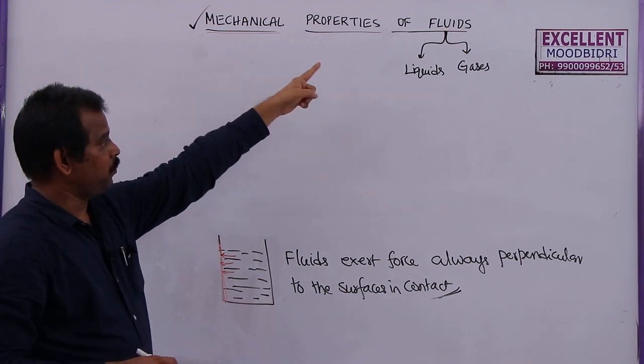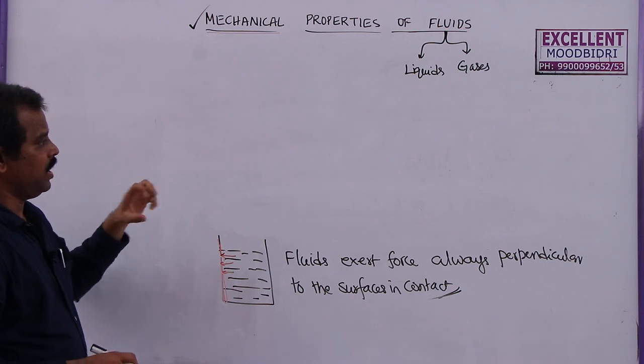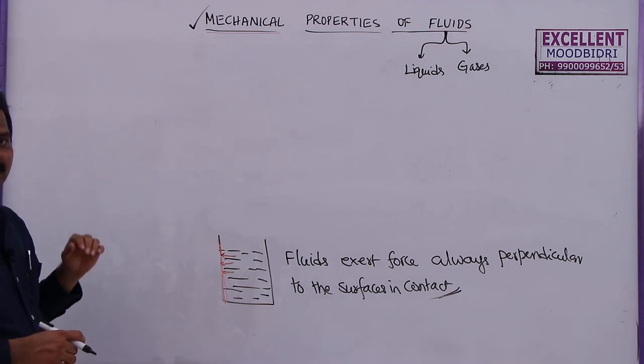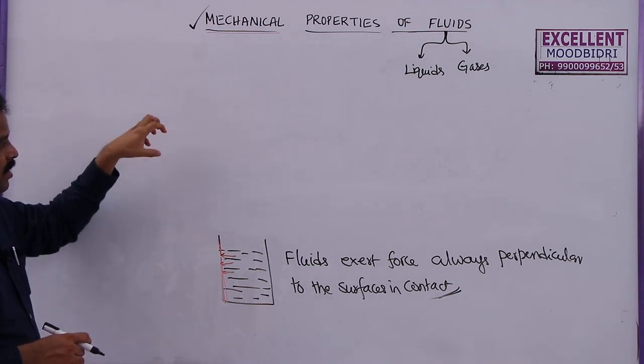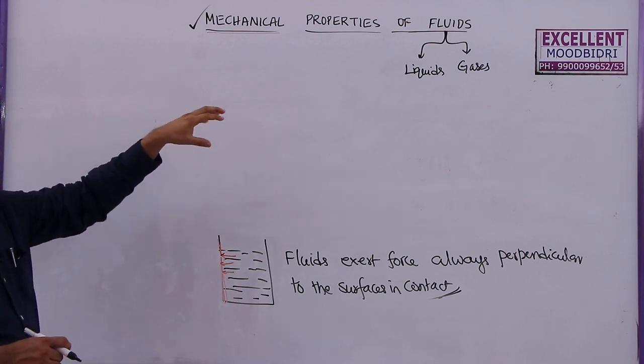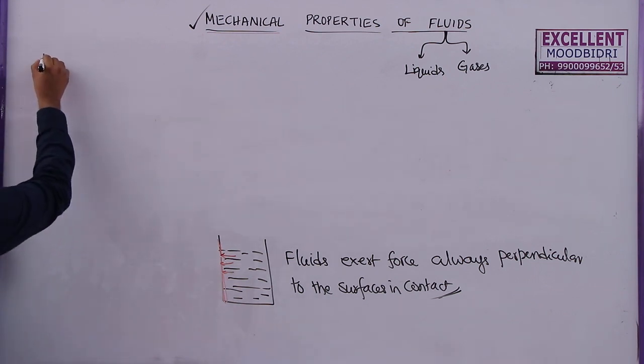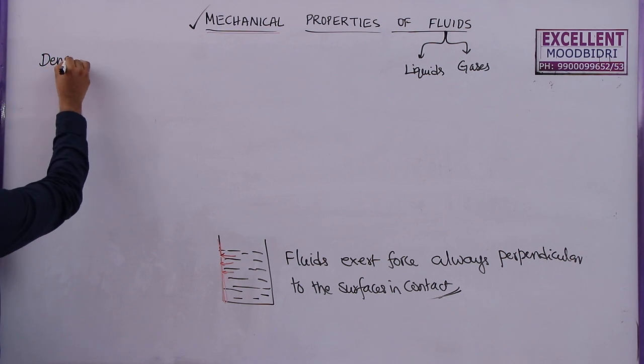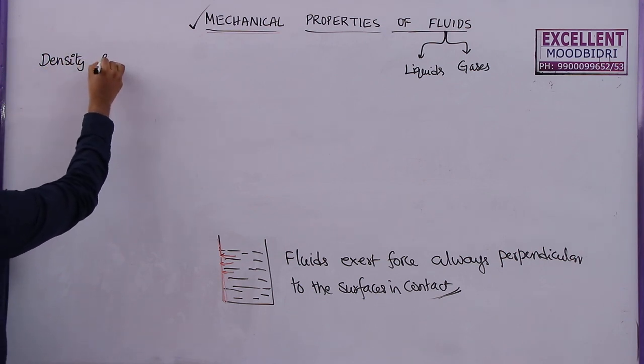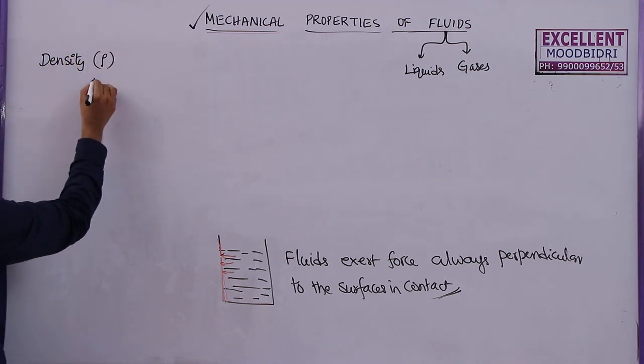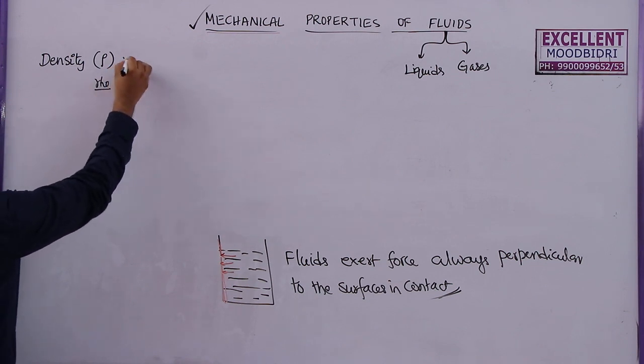About these mechanical properties of fluids, first of all we should have some idea, some knowledge about some of the physical terms that we are going to use in this chapter. The first one is density, generally denoted with the letter rho, R-H-O, a Greek letter.